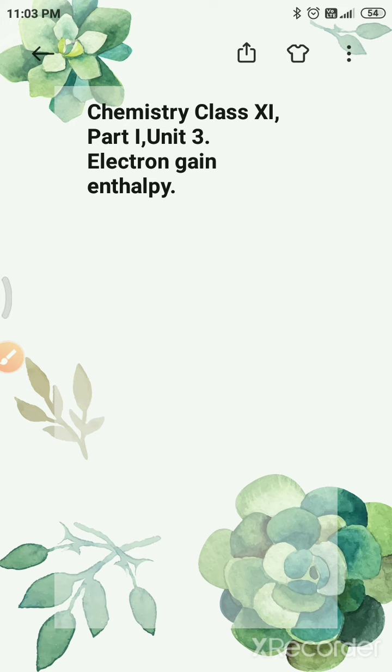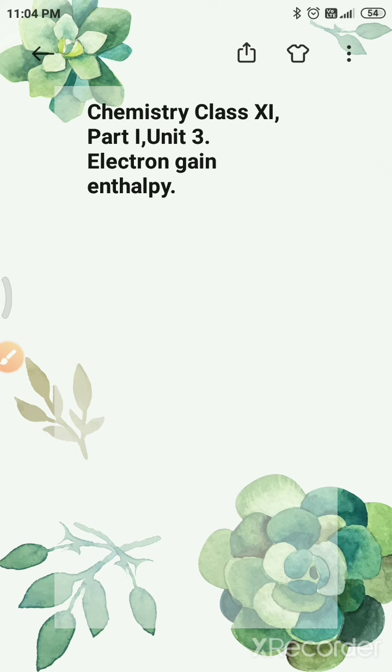Electron gain enthalpy generally becomes more negative across a period as we move from left to right. Electron gain enthalpy becomes less negative down a group. However, adding an electron to the 2p orbital leads to greater repulsion than adding an electron to the larger 3p orbital. Hence, the element with the most negative electron gain enthalpy is chlorine. The one with the least negative electron gain enthalpy is phosphorus.